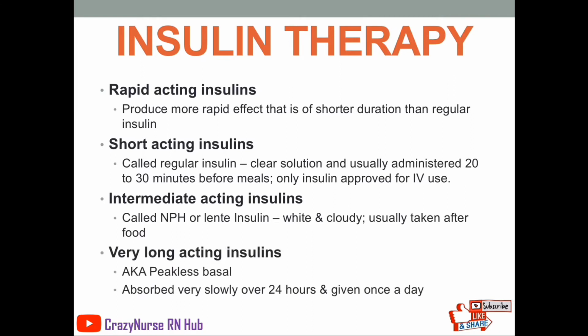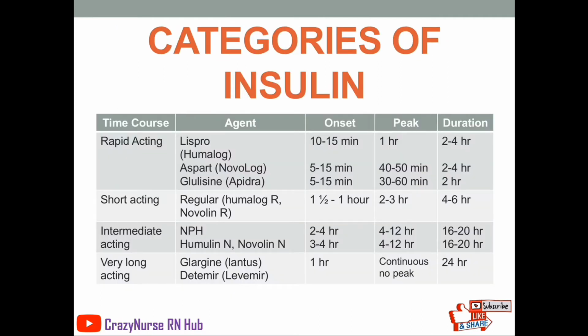Lastly, we have your very long-acting insulins, also known as peakless basal. The insulin is absorbed very slowly over 24 hours and can be given once a day. Because the insulin is a suspension with a pH of 4, it cannot be mixed with other insulins because this would cause precipitation. We have here a table with the time course, the agents, the onset, the peak, and duration of the categories of insulin.